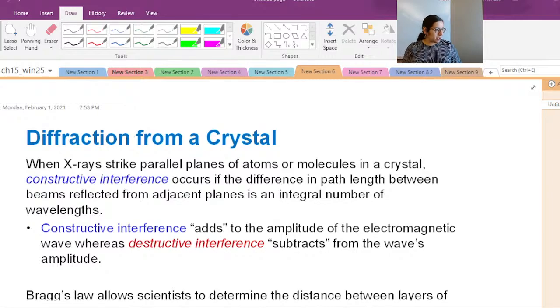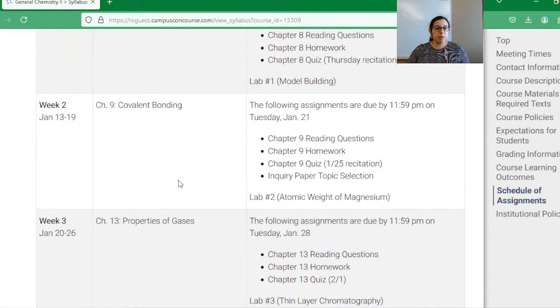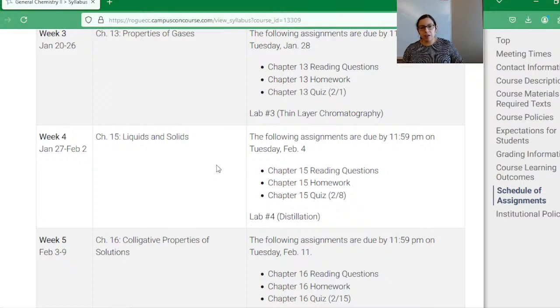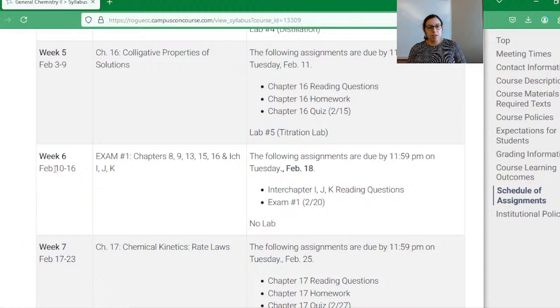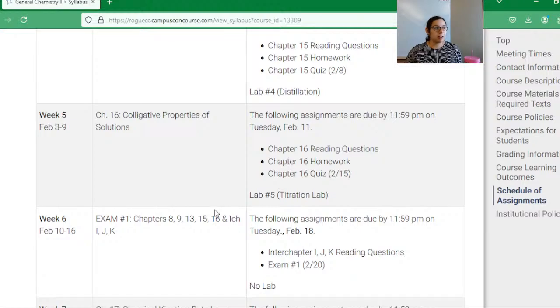Just a quick reminder, looking at the syllabus before the term gets away from us. We're on week 4, finishing up liquids and solids, so we'll look at solids today. Then week 5, we'll start more colligative solution properties. And then week 6, we'll have our exam. Just like we normally do, review on Tuesday, exam on Thursday, and there'll be no lab for week 6. There will be inter-chapter questions, just putting that out there so we know where we're going.